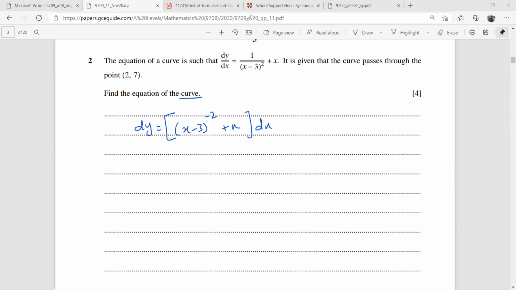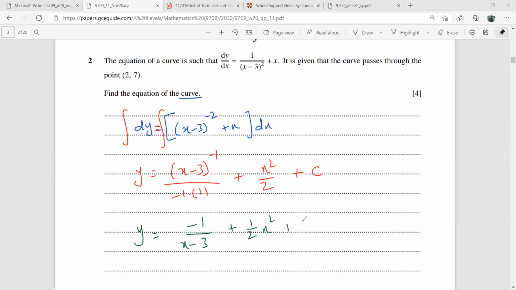Okay? So if you have to integrate this, you have to move all your expressions to the numerator. Okay? So we have y here. This is x minus 3 to the power minus 1 over minus 1 times 1. Okay? And then plus x squared over 2. And never forget to write this plus c. Okay? So we have now y equal to minus 1 over x minus 3 plus half x squared plus c.